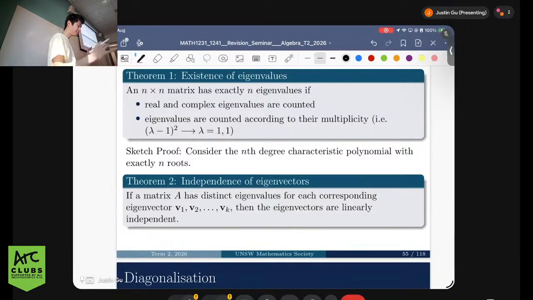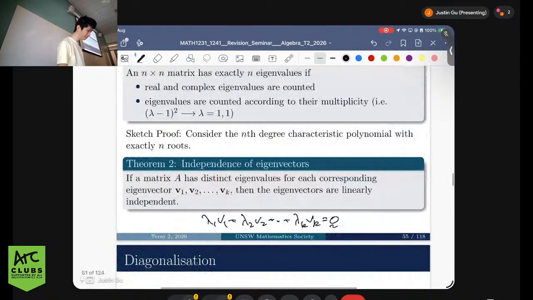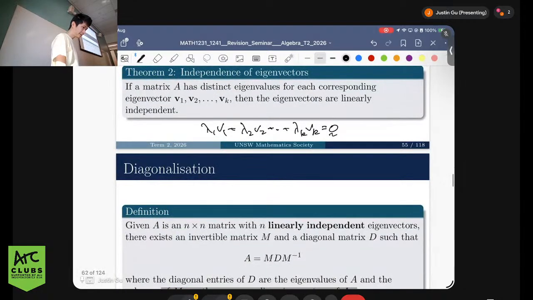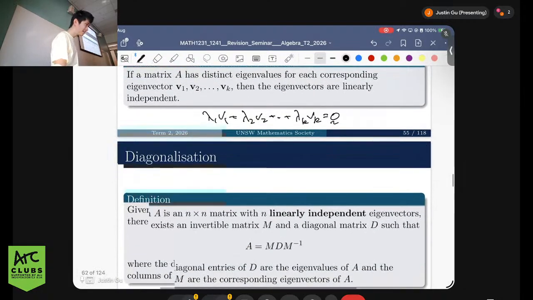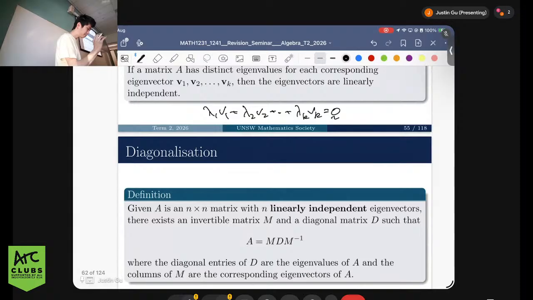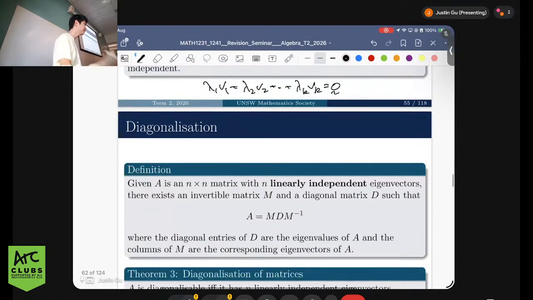Okay, I'm not going to prove it, but that's essentially the idea. You set up lambda 1 v1 plus lambda 2 v2 plus dot dot dot plus lambda k vk equals 0, and then you left multiply it by A, and these get scaled by a different amount, and you can conclude from that all the lambdas have to be 0, so they're linearly independent.